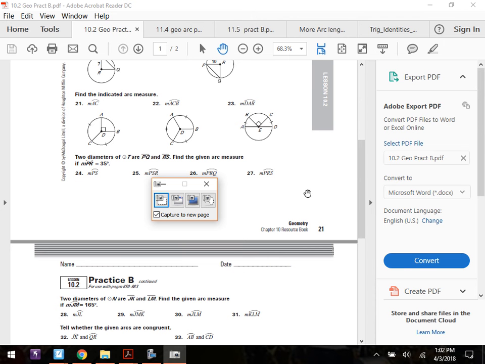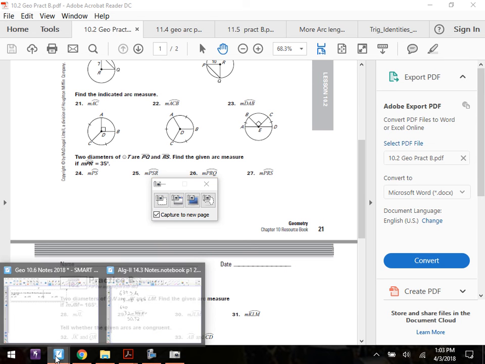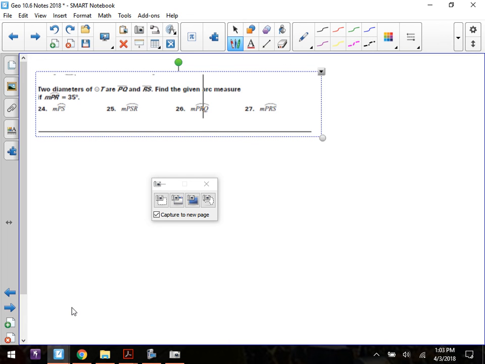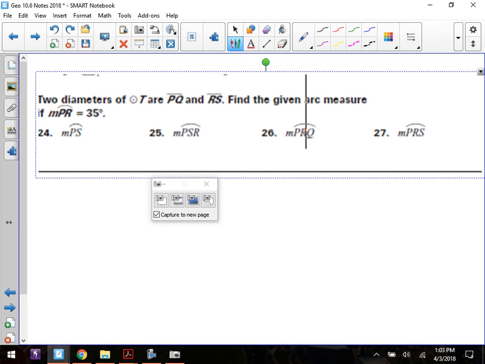The problem's at the bottom there. It says 2 diameters of the circle are blah and blah. Find the given arc measures if one of the arcs is 35. What doesn't that set of problems have? Picture. Which means you have to know how to draw pictures and fill in blanks. This is extremely common the further we go throughout the rest of the school year.